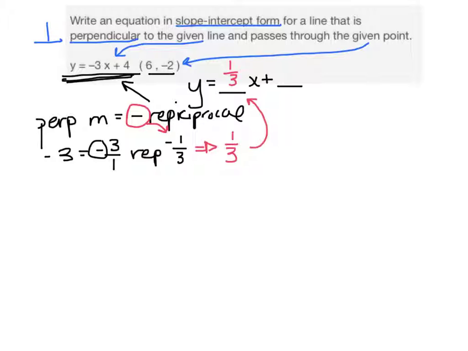Now what we need is we need to play around with this whole concept of making it pass through this point, (6, negative 2). Now what's awesome about those points is we can actually say the negative 2, we can put that in for our y component, and we can put the 6 in for our x component. So we can actually rewrite this equation so we can find out what just the y-intercept is.